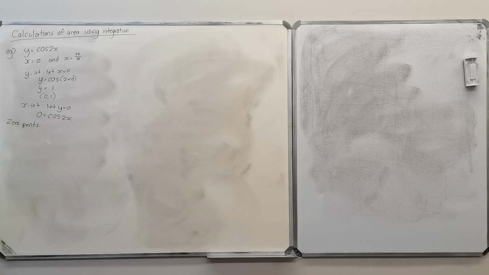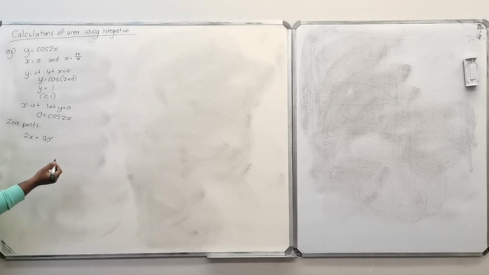Before we carry on, remember your limits is between 0 and pi over 2. What's pi over 2? Pi is 180, right? 180 over 2 is 90 degrees. So you're only drawing from 0 to 90 degrees. So whatever values of x you work out here should lie between 0 and 90 degrees. So for your first 0 point, 2x is equal to 90 degrees.